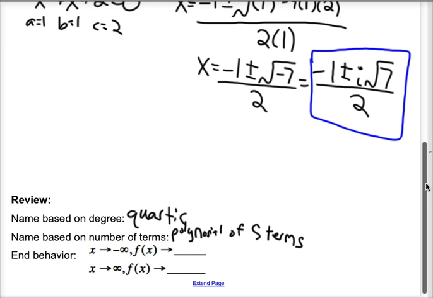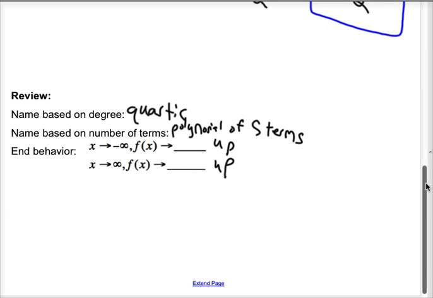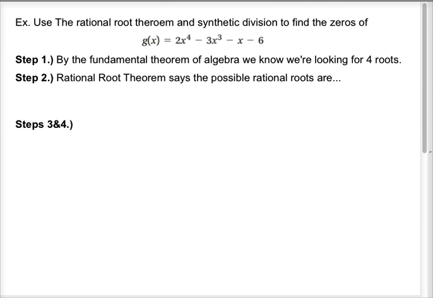End behavior, if you look at the graph, goes up on both sides, so it's going up to positive infinity, both to the left and to the right. All right, so let's go to our final example. We're only going to do 2 today, just to make sure you are refamiliarized with how to do this process.